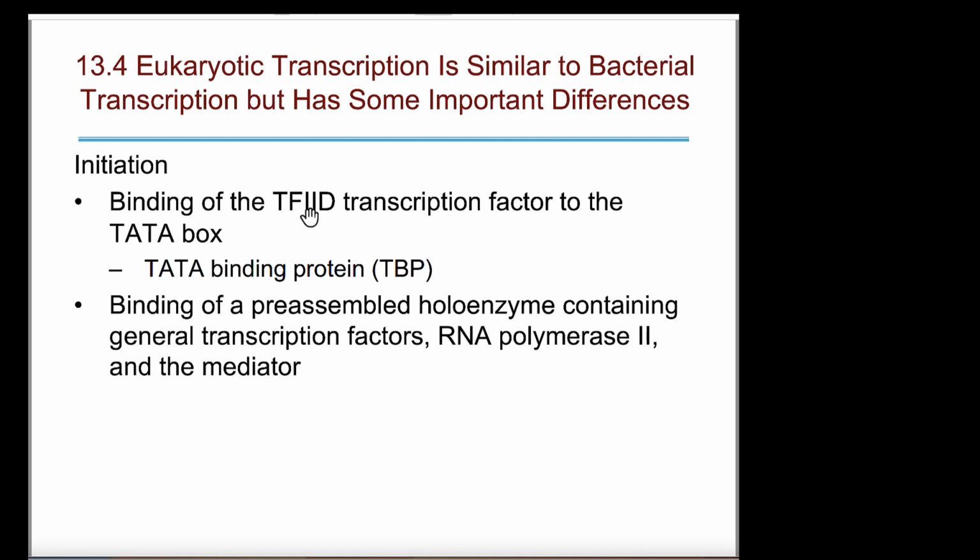The Roman numeral that follows the TF is associated with the RNA polymerase that it interacts with. So in this case, TF2D interacts with RNA polymerase 2. And then the letter that follows the Roman numeral identifies the order in which it was discovered. So this suggests transcription factor 2D interacts with RNA polymerase 2, and there are other transcription factors that were discovered before this one, A, B, and C. You also have the binding of the pre-assembled holoenzyme that contains the general transcription factors, RNA polymerase 2, and the mediator. So you have this holoenzyme of multiple factors that come together to initiate the process of transcription in eukaryotic cells.